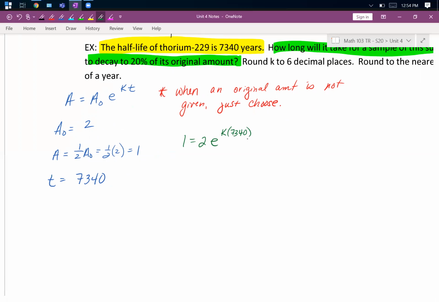We'll start by isolating the exponential. So let's divide both sides by 2. And then I'm going to clean up that exponent as well. I'm going to pause right here for a second because I want to point something out to you. Because I said, oh, just choose a number. And that's like, how can I just make up a number? That seems crazy. Well, let me show you why we can do that.